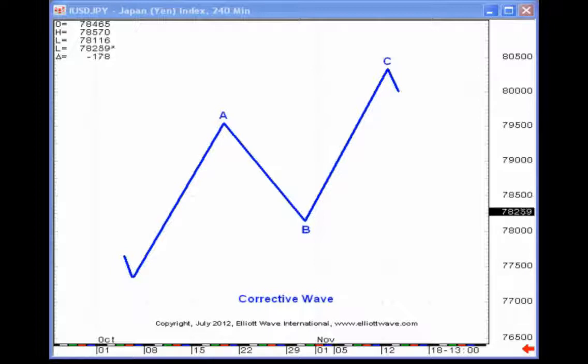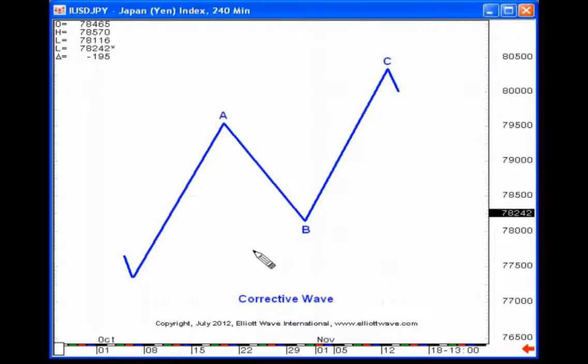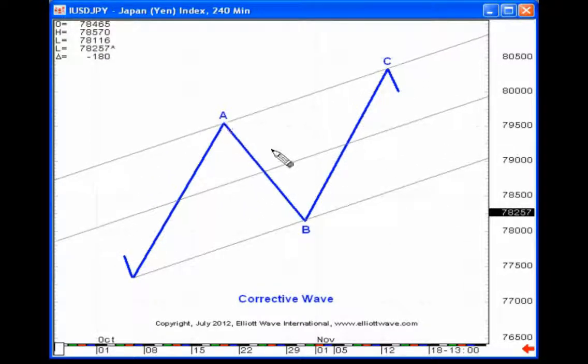Each one of those patterns can be contained within parallel lines. For example, the price chart in front of you is a corrective wave. This is a zigzag. And if you draw what I call a corrective price channel, you'll see that it is indeed contained by parallel lines. So one of the key tenets of the Kennedy channeling technique, or KCT, is that corrective price action, counter-trend price action, tends to be contained by parallel lines.